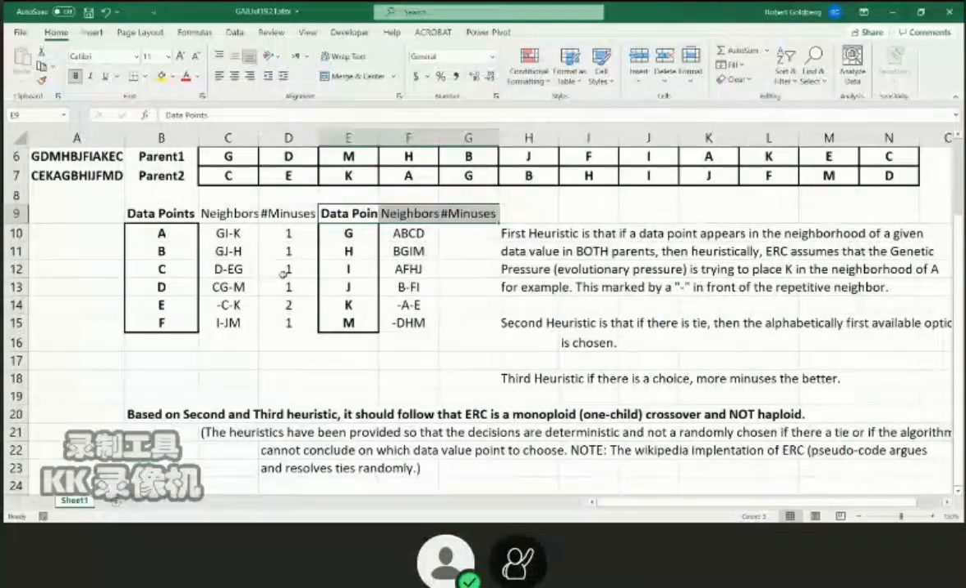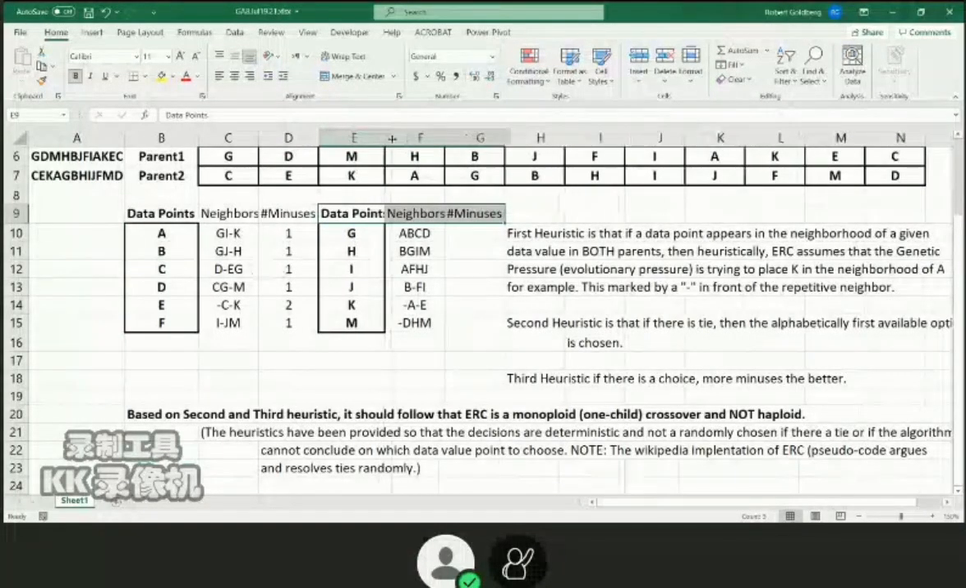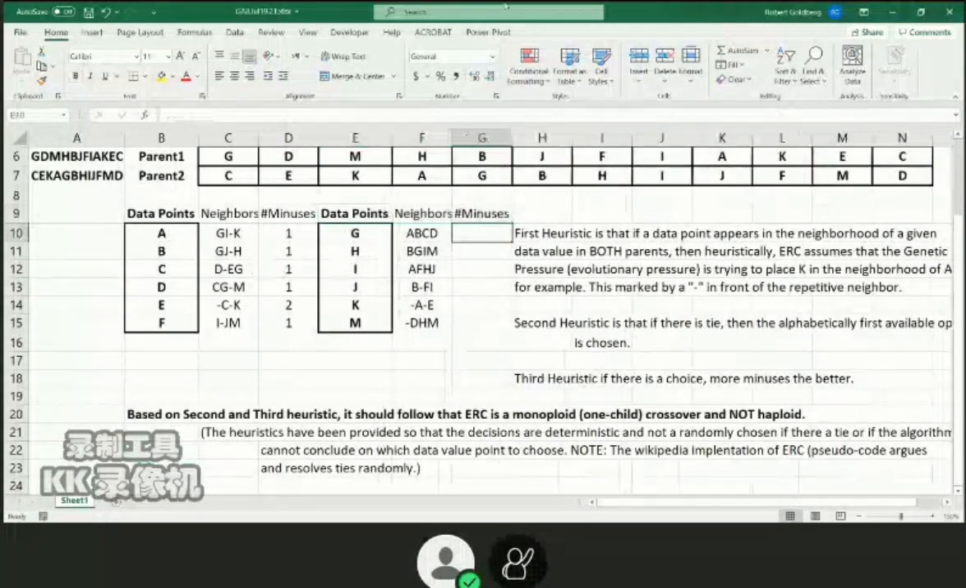The next part. Okay, flip this over so you can see it a little bit better. Good. All right, and here we have 0, 0, 0, 1, 2, 1. Okay, excellent. The point is that you want to pick the ones that have the most minuses, right? The more minuses, the better. The third heuristic says the more minuses, the better. So that would be here, number 2, as well as here, number 2.